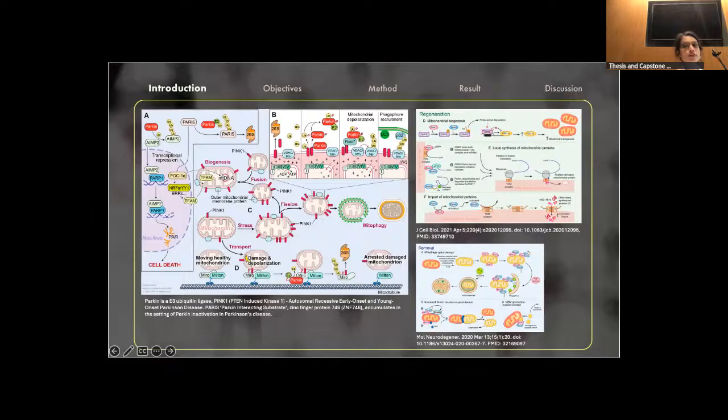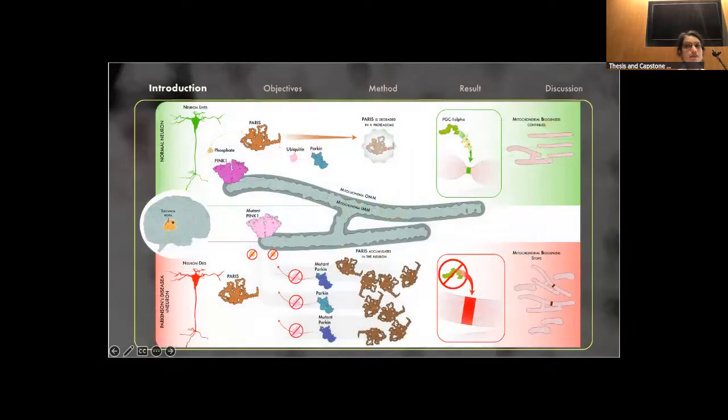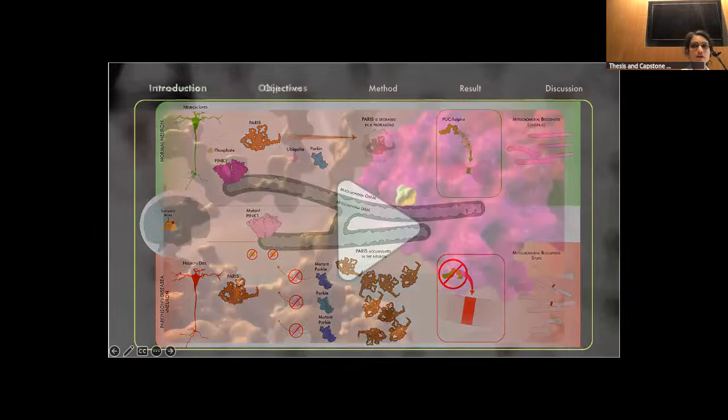Also, static 2D images are less effective in expressing the progression of interactions across space and time. This is a graphical abstract I prepared for this pathway with normal and mutant molecules at every stage of interaction with PARIS, and it's still quite complex to communicate with a wider audience.